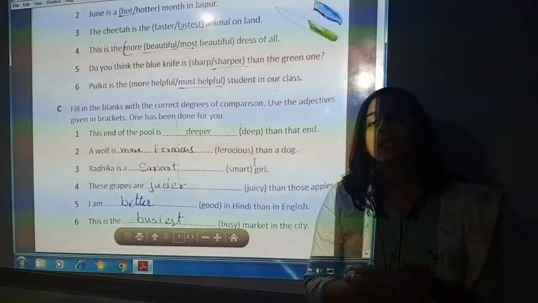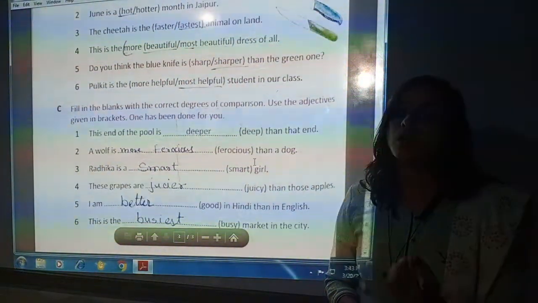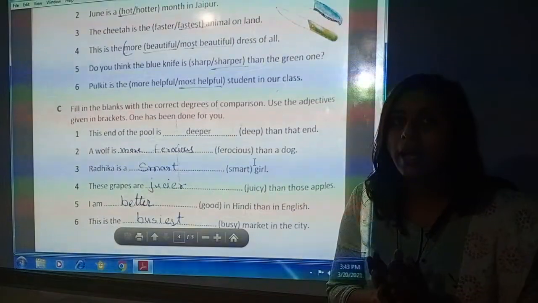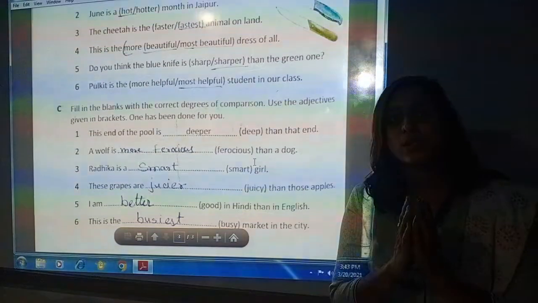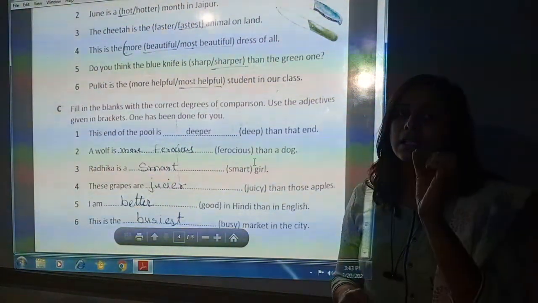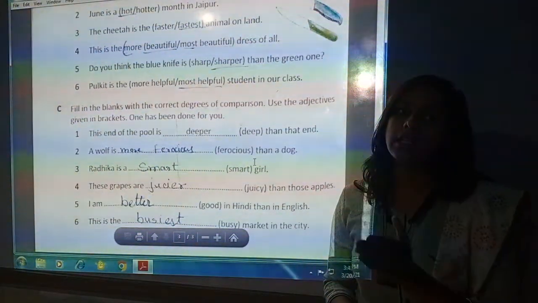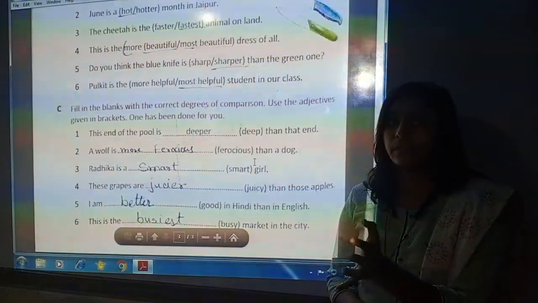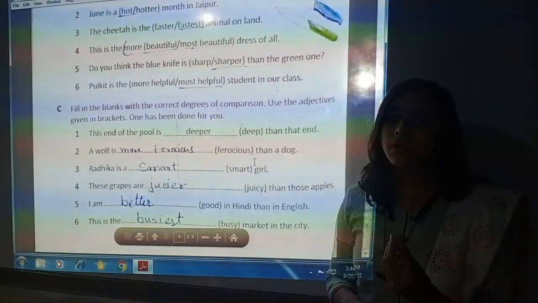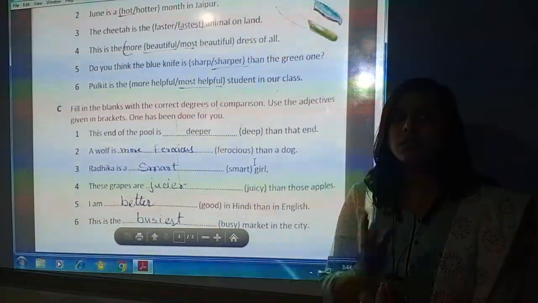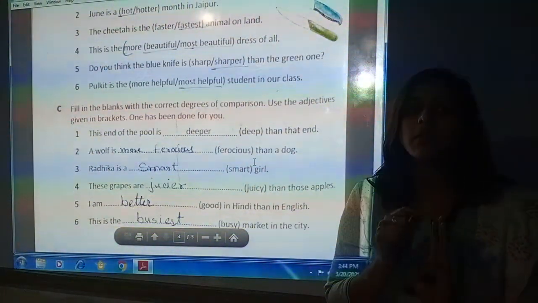First thing, adjective, that means describing word which describes the qualities of noun. And if two or more nouns are compared, for that comparison the adjective is used, and the form of adjective changes according to the comparison. That is called degree of comparison. When adjective is compared for two or more nouns, that is called degree of comparison. 3 degrees are there: positive, comparative and superlative.